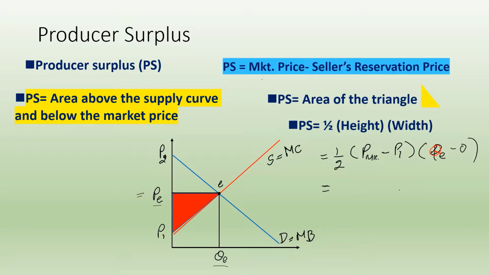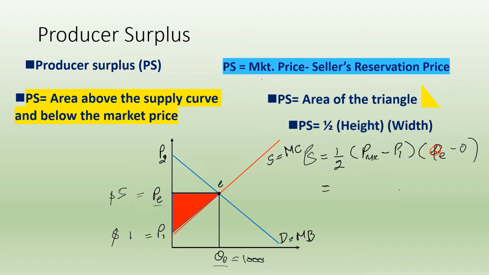Okay, so this will give you the area of this right angle triangle, and this will also give you the producer surplus. For example, let us consider some numeric values so it will be more clear. Let us say that P1 is equal to $1 while PE is equal to $5. Then in that case, what about QE? QE is, let us suppose, 1000.